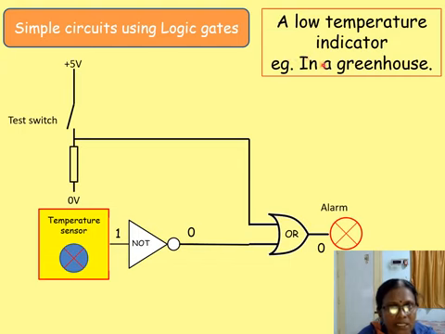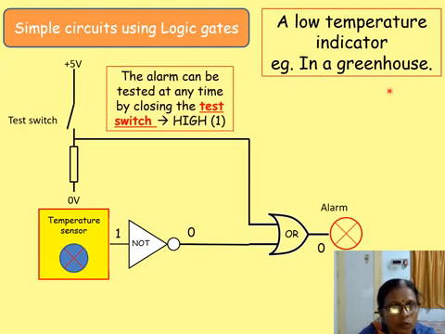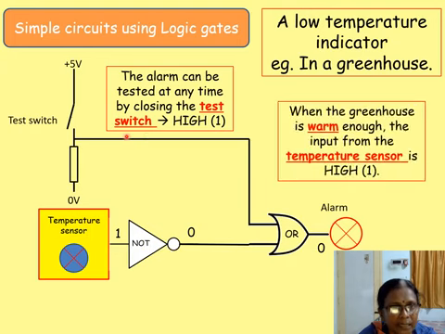A low temperature indicator in a greenhouse. Here, the alarm can be tested at any time by closing the test switch high. The temperature sensor is connected with a NOT gate and then connected with an OR gate. The switch is also connected with the OR gate. The output of the OR gate is connected with an alarm.